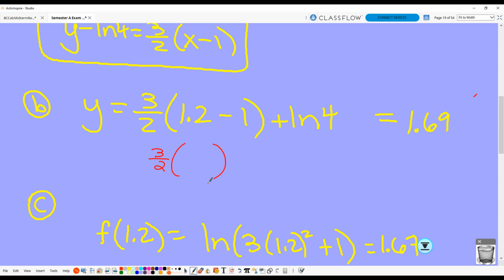1.2 minus 1 is 0.2. What is 0.2 as a fraction? 1/5. It's 2/10, right? Which reduces to 1/5.